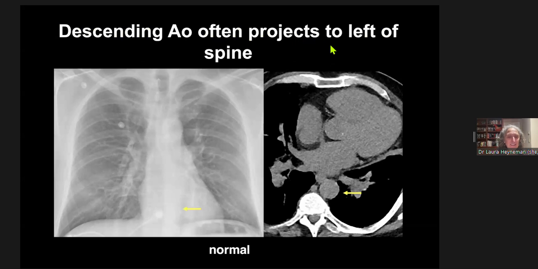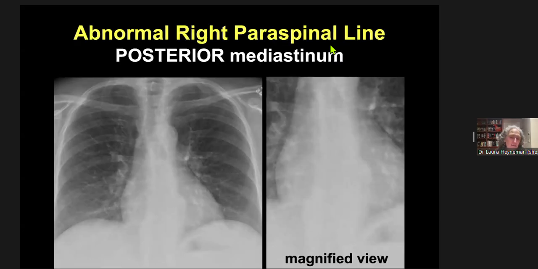We do see things to the left of the spine because of the descending thoracic aorta, which usually descends on the left. And as a result, we can see on a frontal radiograph the descending thoracic aorta that projects to the left of the spine. But here we see this focal convexity to the right of the spine, which is abnormal, and suggests to me that there's something going on in the posterior mediastinum.